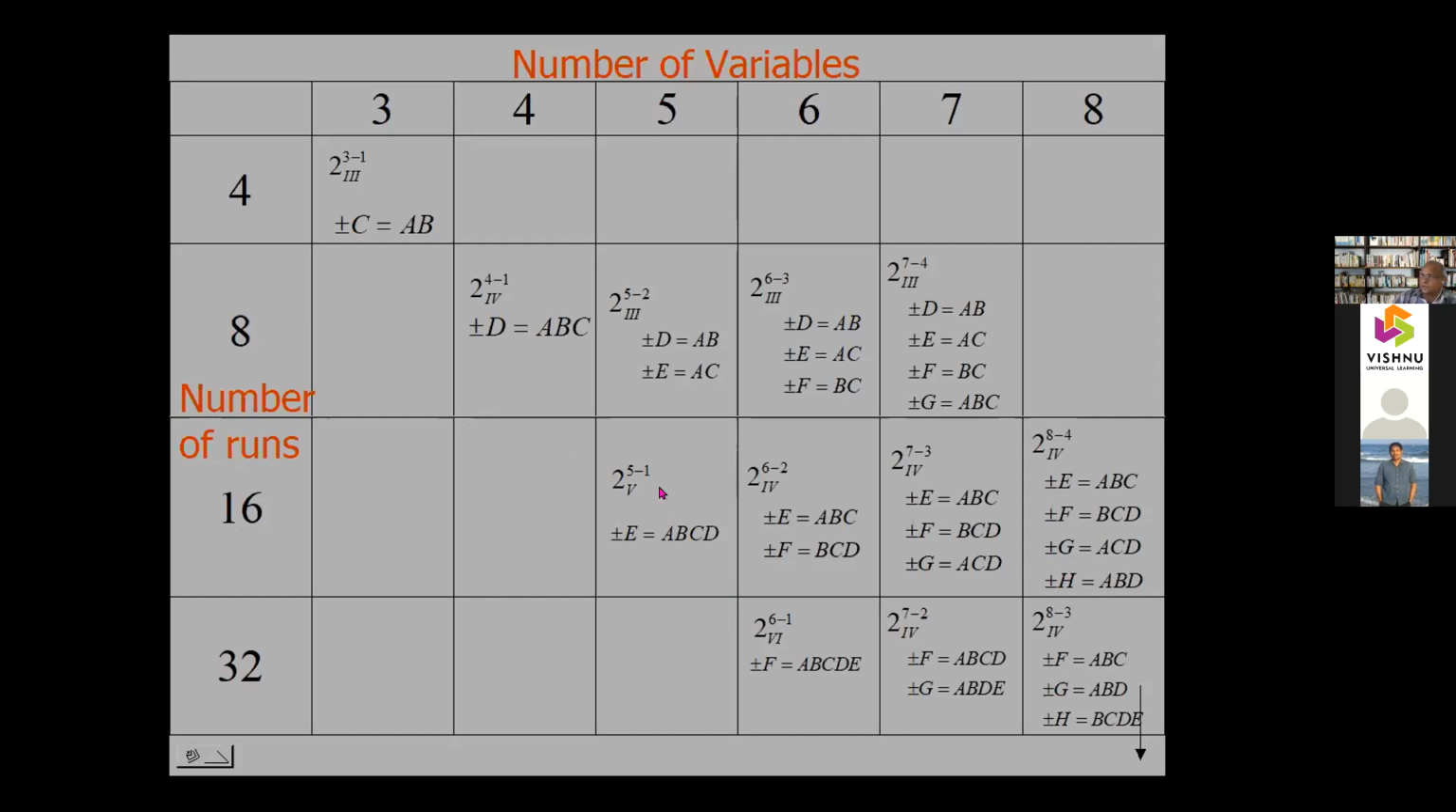So 5 variables, this is resolution 5. This is resolution 3. So half fraction is resolution 5. This is okay for 5 factors. 16 runs is resolution 5. It is as good as factorial. But if you go for only 8 runs, it's only resolution 3. So that is acceptable only if interactions are not significant. So you can interpret this table like that.